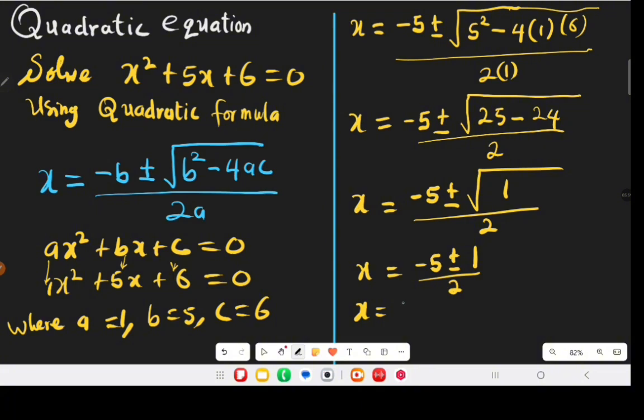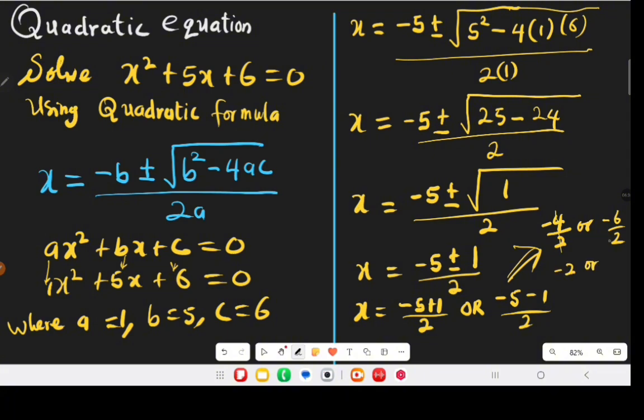x is equal to minus 5 plus 1 all over 2, or minus 5 minus 1 all over 2. And when we do that, minus 5 plus 1 will give us minus 4 all over 2, or minus 5 minus 1 will give us minus 6 all over 2. Dividing by 2, minus 4 over 2 gives minus 2, or minus 6 over 2 gives us minus 3. Therefore, x is equal to minus 2 or minus 3 as the answer.